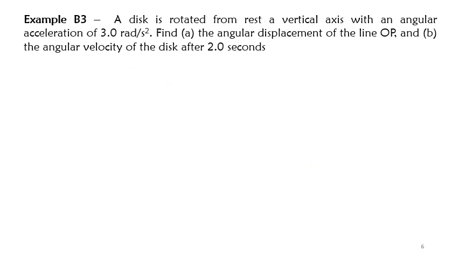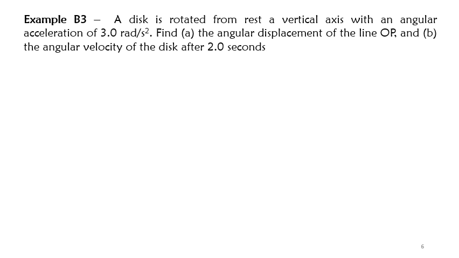Another example. Example D3. A disk is rotated from rest about a vertical axis with an angular acceleration of 3 radians per second squared. Find A, the angular displacement of the line OP, and B, the angular velocity of the disk after 2 seconds.